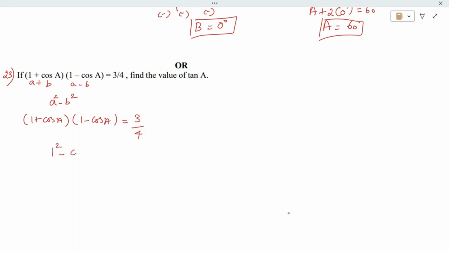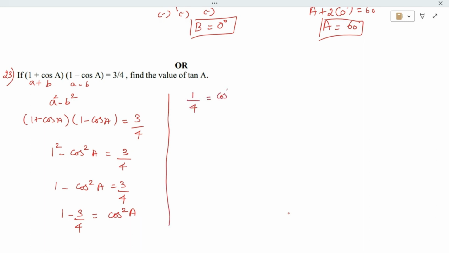1 square minus cos square A, as per the identity A square minus B square, which is 3 by 4. 1 square is 1, minus cos square A is equal to 3 by 4. So I'm taking cos square A to the other side and bringing 3 by 4 to the left hand side, because cos square A is negative. So I'm taking it to the right hand side to make it positive. Now if I take the LCM, I will get 1 by 4 is cos square A, isn't it? And cos A, the square crosses the equal sign and becomes square root, that is root of 1 by 4. So it is nothing but plus or minus 1 by 2. So cos A is plus or minus 1 by 2.